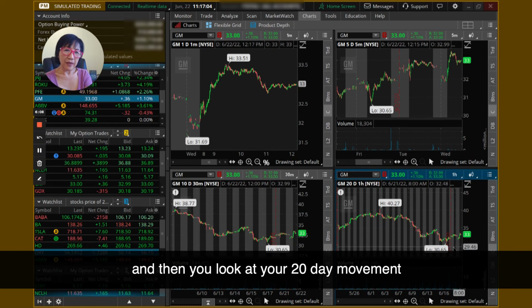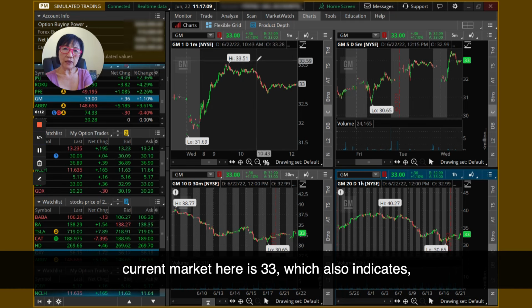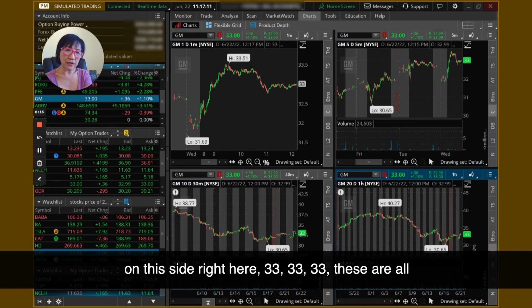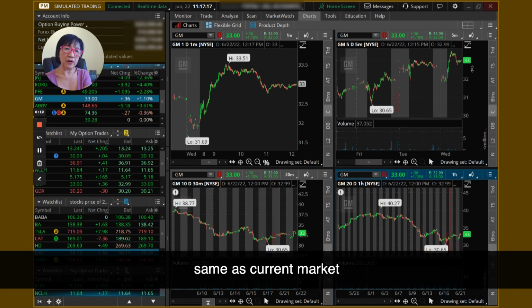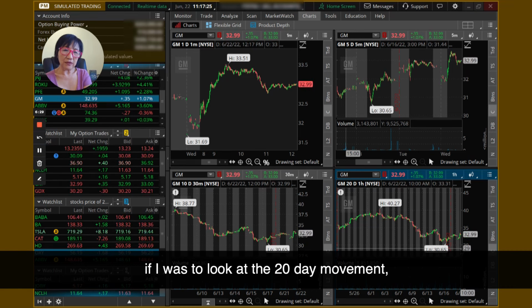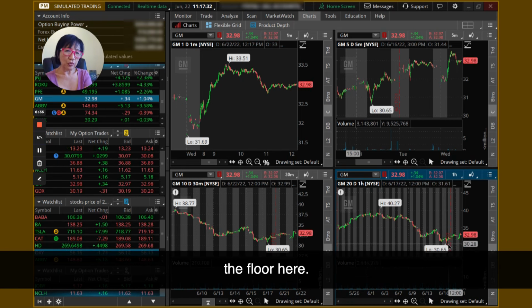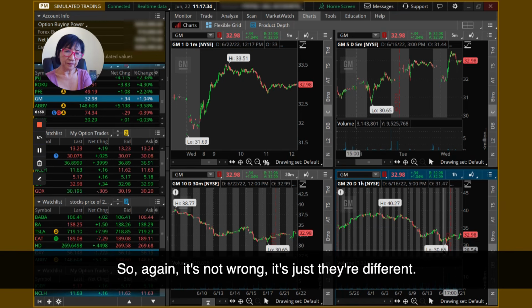And then you look at your 20-day movement, and again, the current market here is 33, which also shows on this side, 33, 33, 33. These are all the same as the current market. That's what it indicates on the side. And you'll say, well, definitely, if I look at the 20-day movement, it has to go up, because it's down towards the floor here. So again, it's not wrong, it's just different.